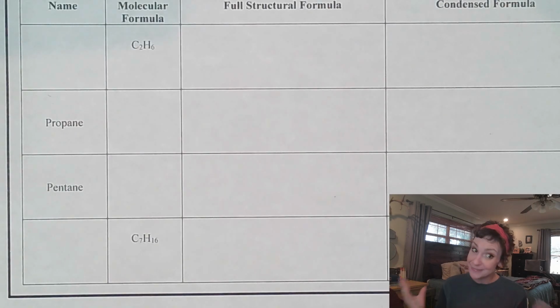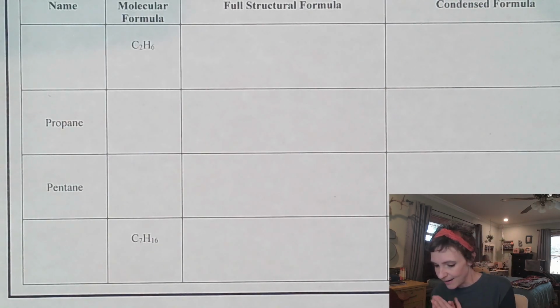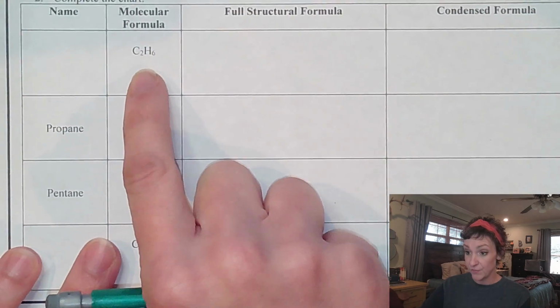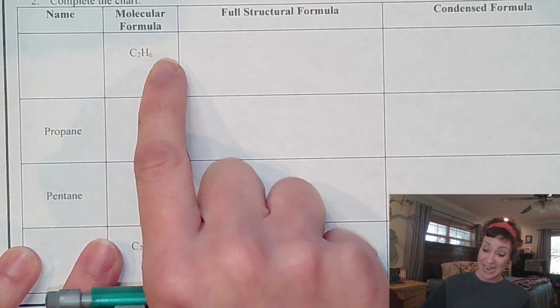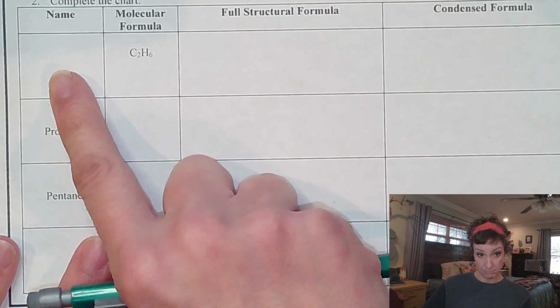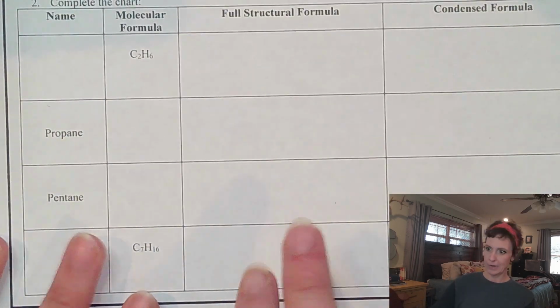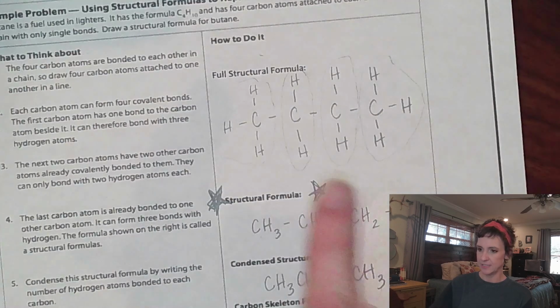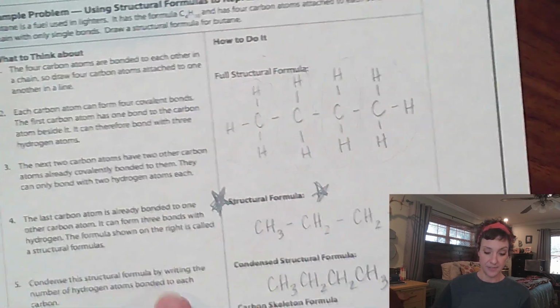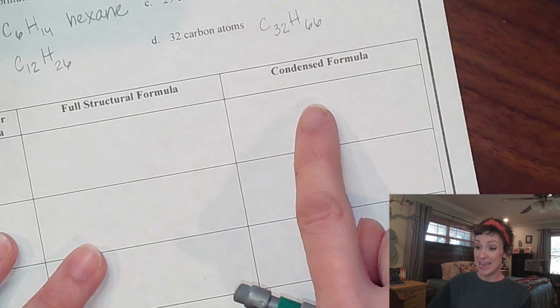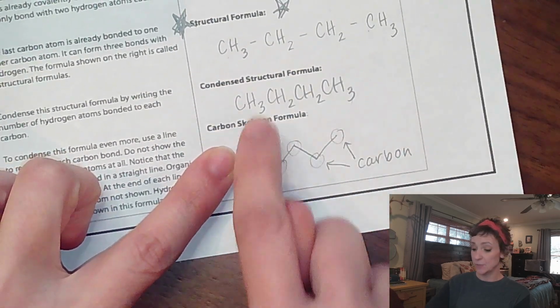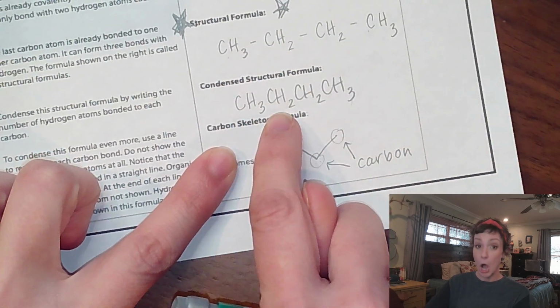Okay, now we're getting into the more fun stuff. I'm getting really excited. Okay, so complete the chart. We love a chart to complete. All right, I have given you the molecular formula, which shows you the number of carbons and the number of hydrogens in these alkanes. I want you to name them. And then I want you to draw the full structural formula. Once again, let's review what a full structural formula is. It's showing all the hydrogens and the bonds to the hydrogens. And then I want you to do a condensed formula. The condensed formula is eliminating all of those bonds, just showing what is on each one of those carbon atoms. Okay, here we go.